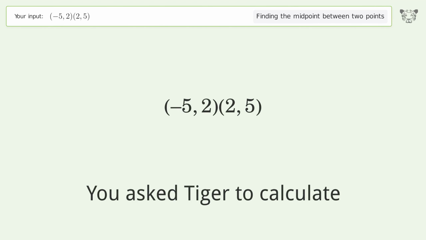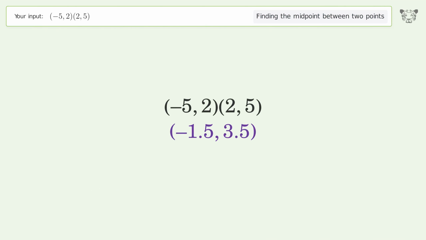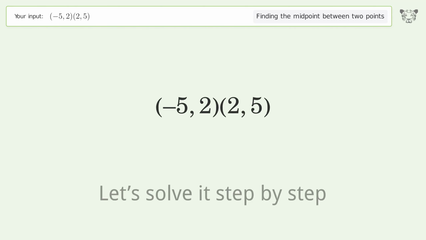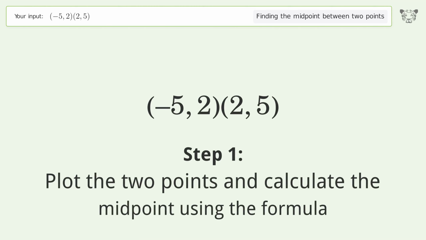You ask Tiger to calculate. This deals with finding the midpoint between 2 points. The midpoint between the 2 points is negative 1.5, 3.5. Let's solve it step by step. Plot the 2 points and calculate the midpoint using the formula.